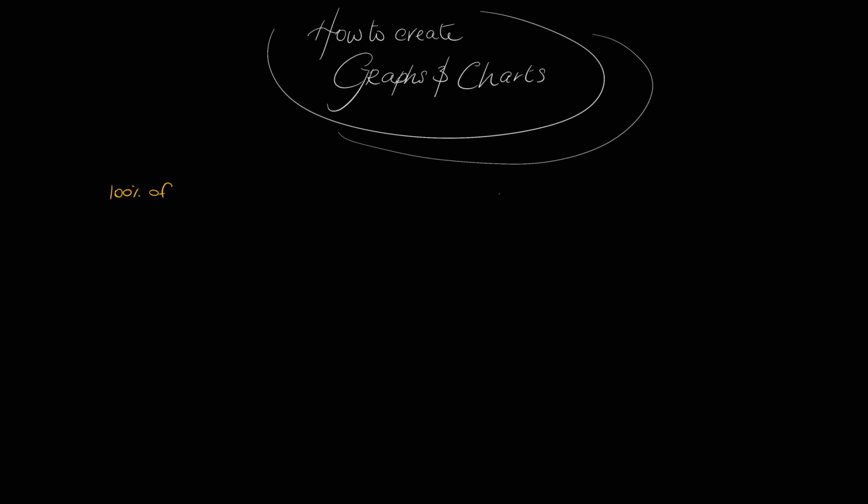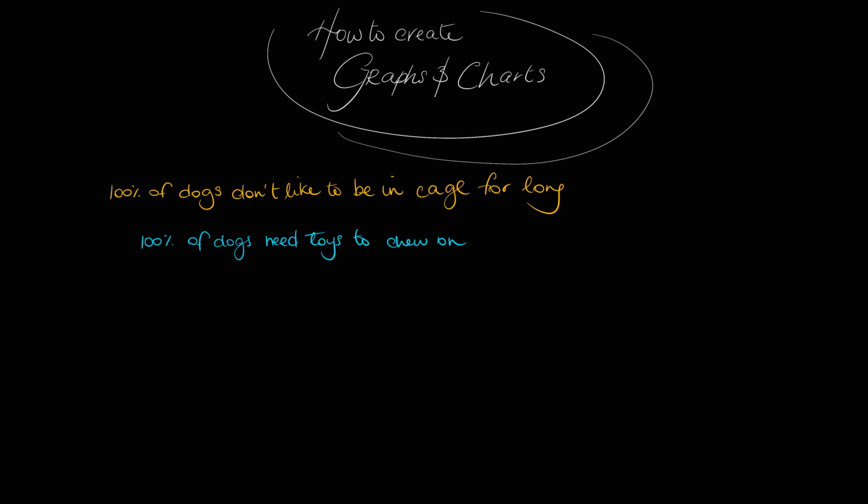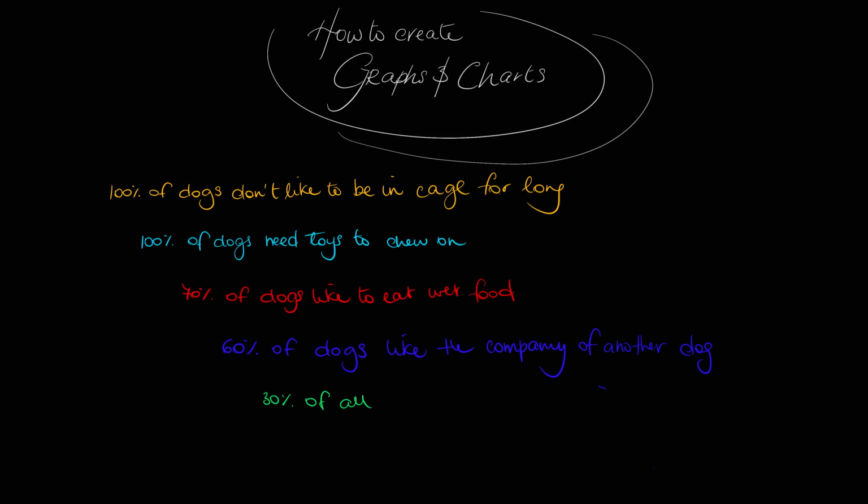Let's imagine we have collected this information on the wants and needs of dogs. 100% of dogs don't like to be in a cage for long. 100% of dogs need toys to chew on. 70% of dogs prefer to eat wet food. 60% of dogs like the company of another dog. 30% of dogs sold worldwide are bulldogs.